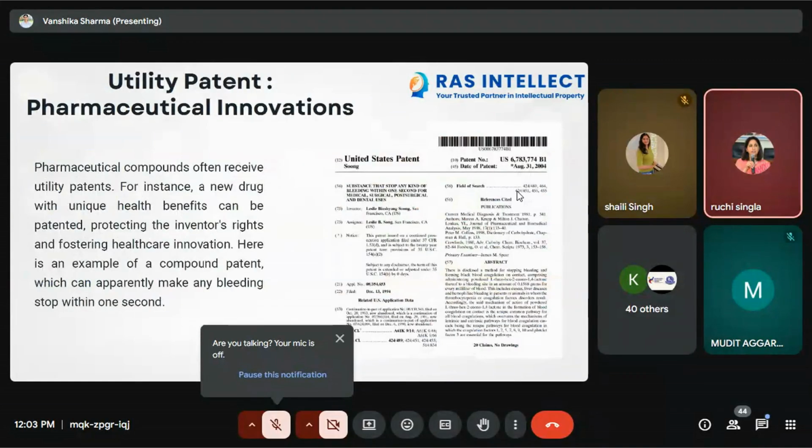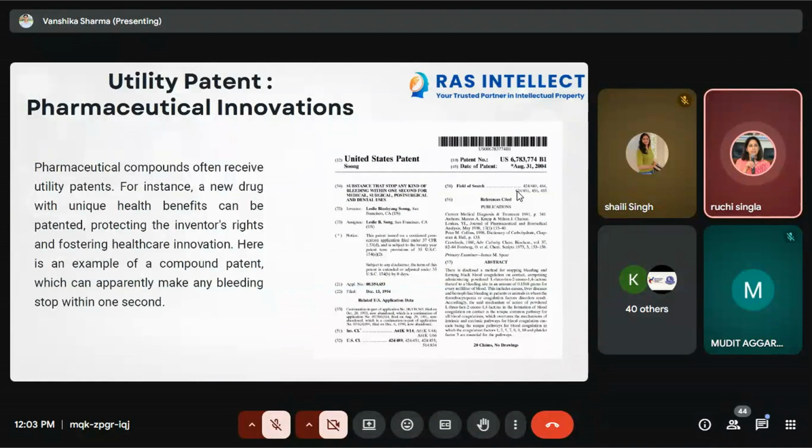Next slide, please. This is a utility patent on pharmaceutical innovations. This is how you get a US patent. There is the name of the assignee, then the application number, filed on which date. Pharmaceutical compounds generally receive the utility patent. For instance, a new drug with unique health benefits can be patented, protecting the inventor's right and fostering healthcare innovation. So this is how students of pharmacy can go for a patent on pharmaceutical products. Next slide, please.